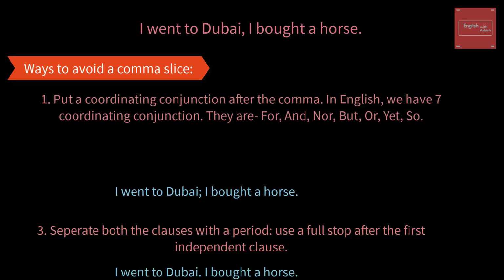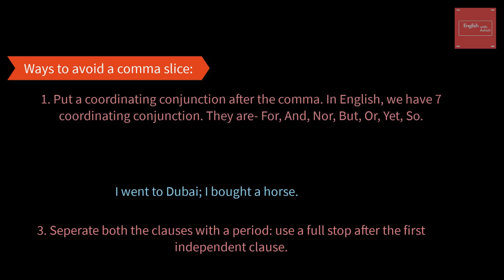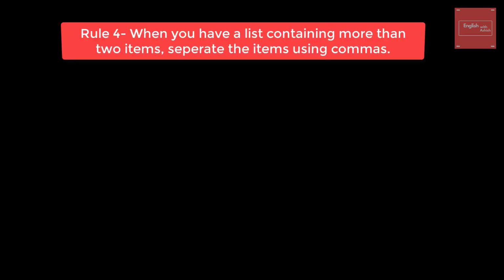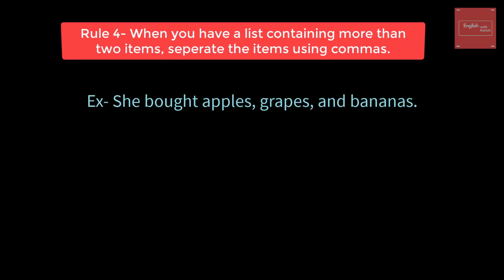Now let's talk about a rule number 4. When you have a list containing more than 2 items, separate them using commas. Let me show you an example. She bought apples, grapes, and bananas. Here I have 3 items that are apples, grapes, and bananas.